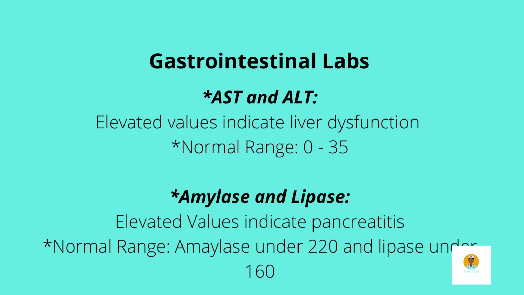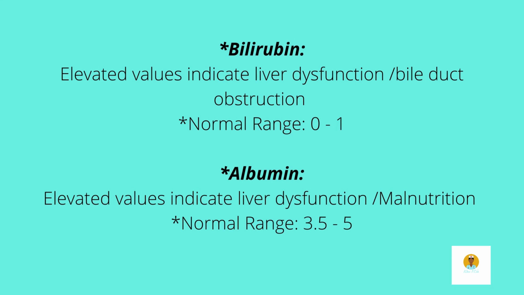And remember, amylase is sugar, right? Lipase is fats. Bilirubin. The range of bilirubin is 0 to 1, and if it's elevated, it could be indicative of either a liver dysfunction or bile duct obstruction. Albumin. Albumin range is 3.5 to 5. You could remember albumin levels the same as potassium, right?